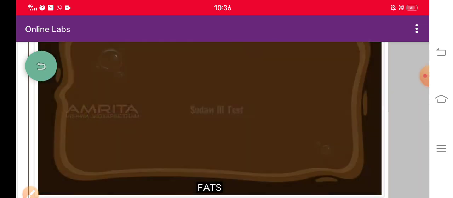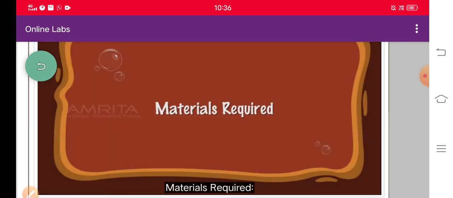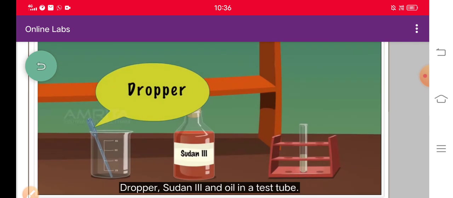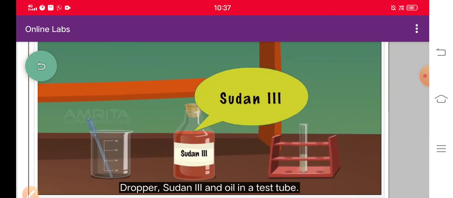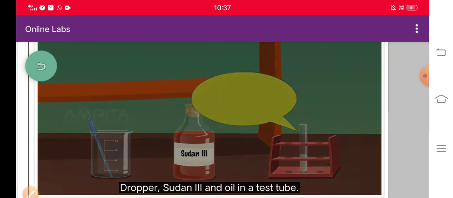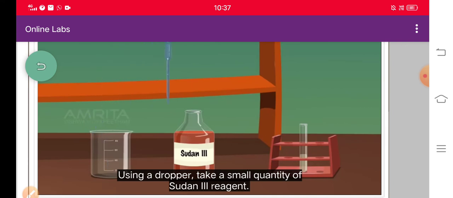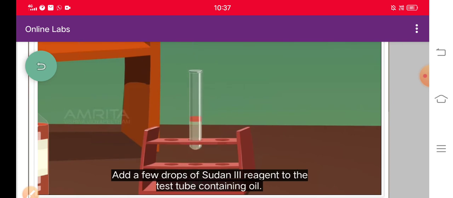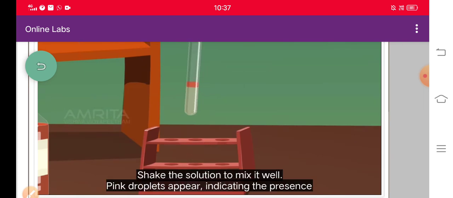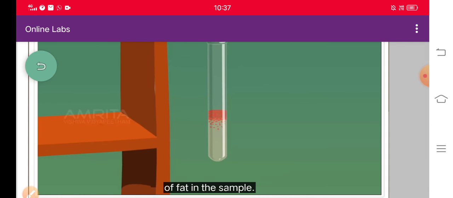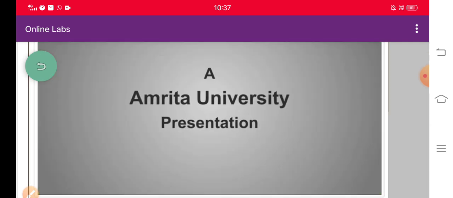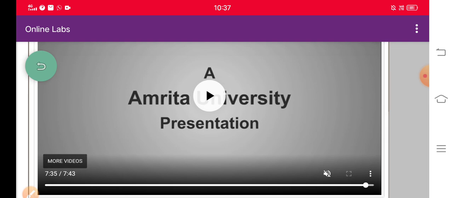Now we are on the practical of fats. Sudan III test. Material required: the oil, the Sudan reagent, the dropper and oil in a test tube. Only 3 materials are required in this practical. The procedure says, using a dropper, take a small quantity of Sudan III reagent and add a few drops to the test tube containing oil. Shake it well. Shake the solution to mix it well. You can see the droplets under the test tube. It shows the presence of lipid. Light pink color droplets show.